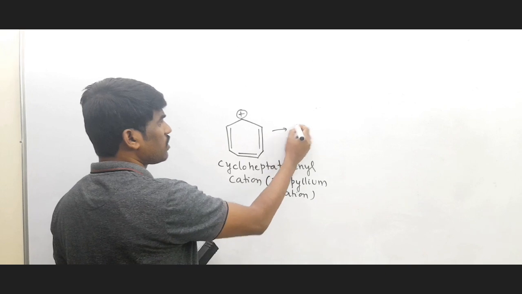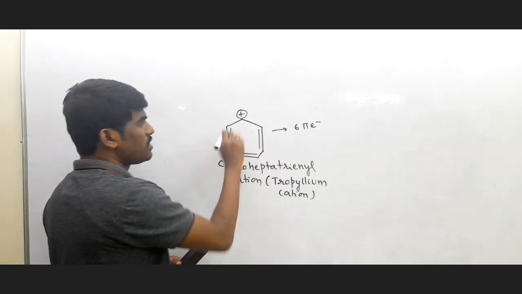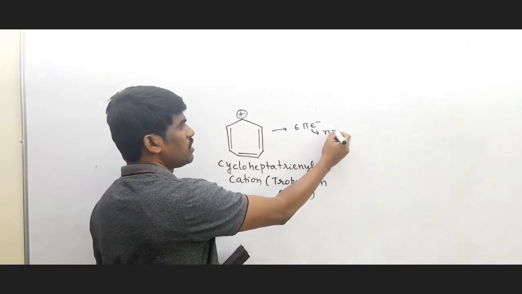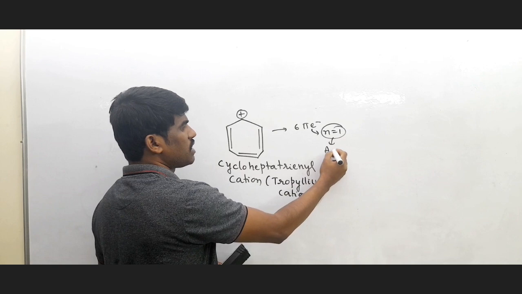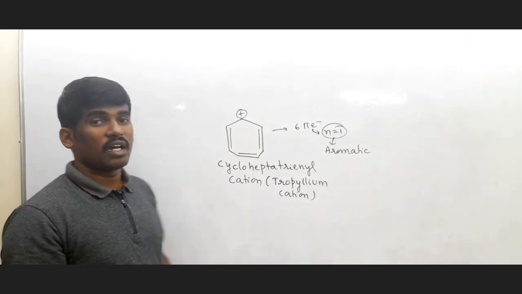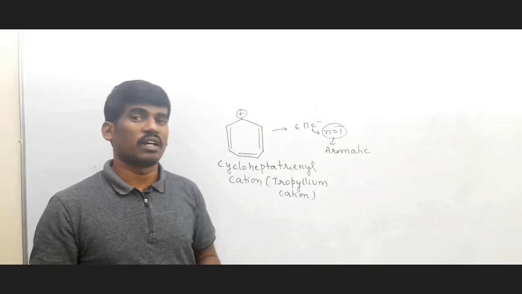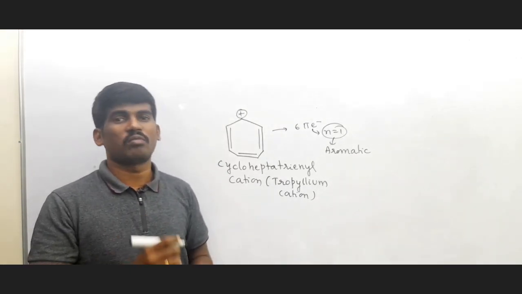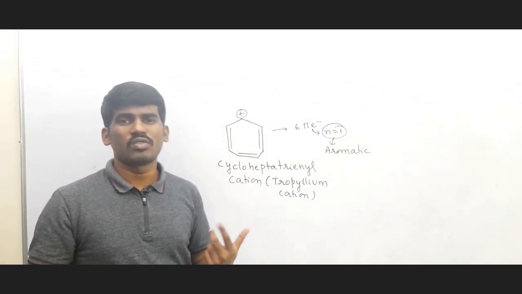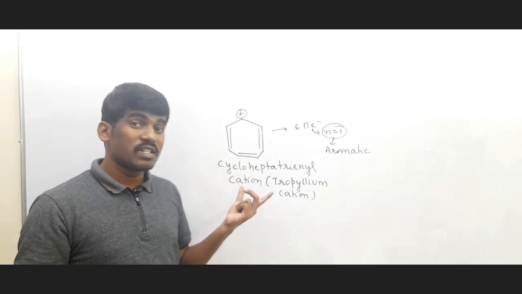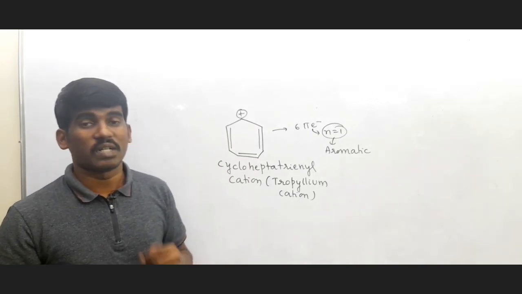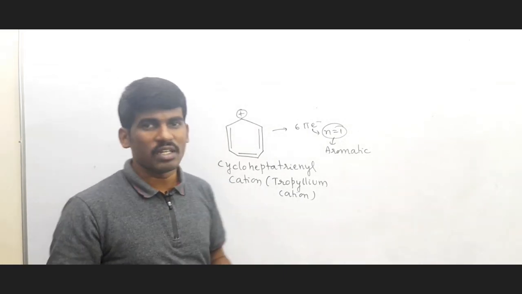There are 6 pi electrons, and you can see there is closed conjugation throughout the ring. 6 pi electrons means n is equal to 1. N is equal to 1 means the compound is considered an aromatic compound. Moreover, the tropylium cation is an example of a carbocation. It is one of the most stable carbocations because of aromaticity. In organic chemistry, among so many stabilizing factors, aromaticity is one of them, and it is the dominant stabilizing factor compared to the others.